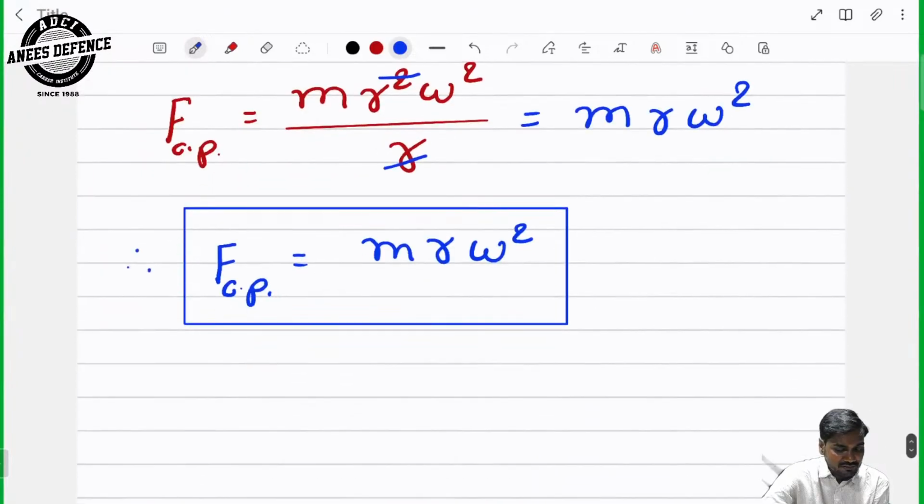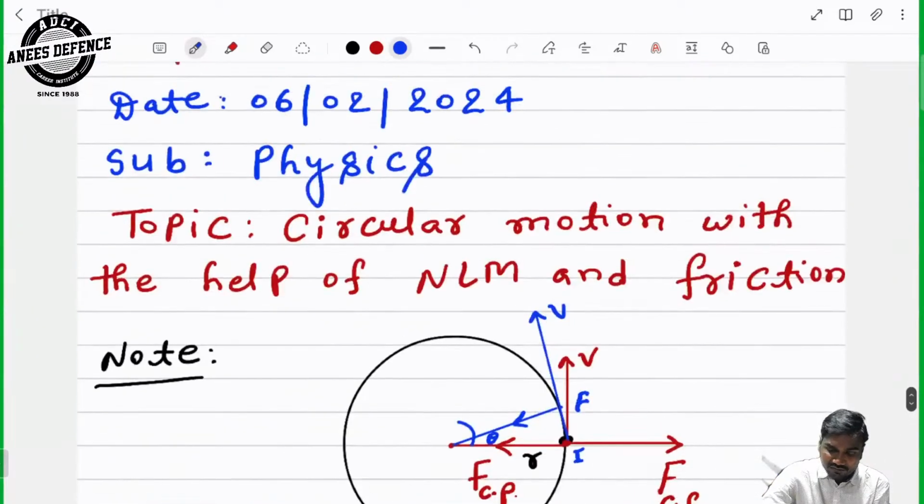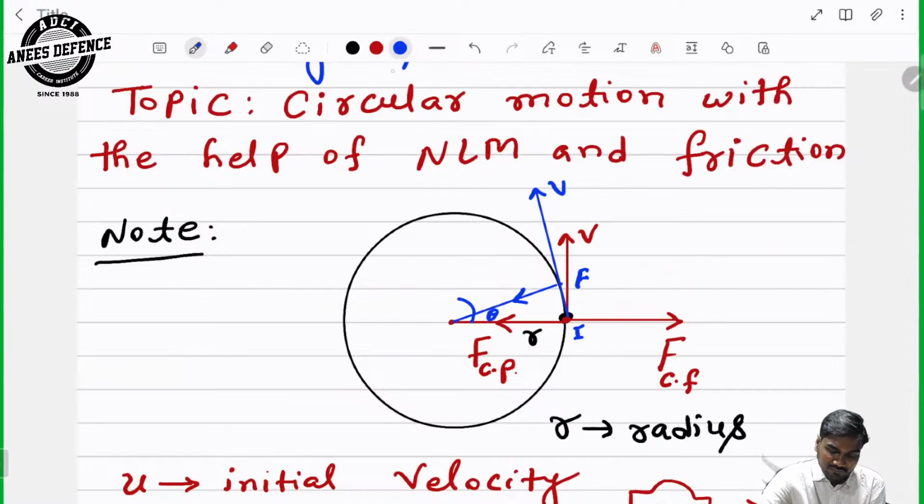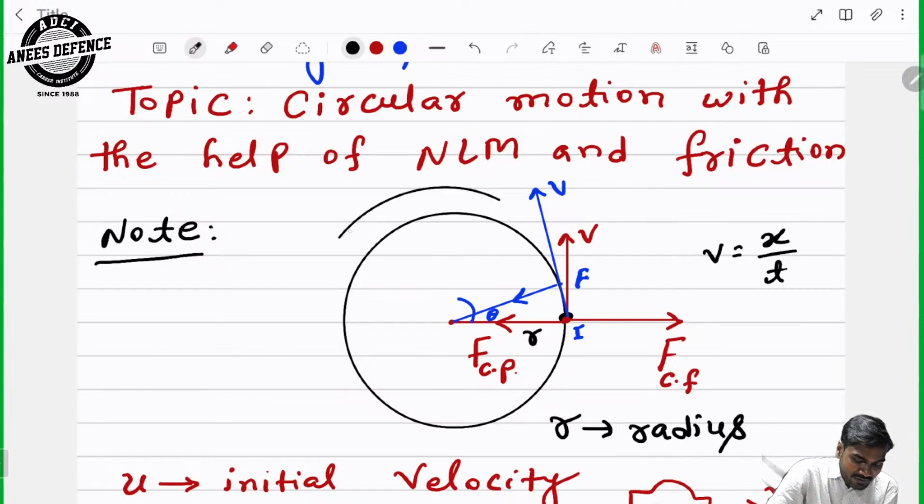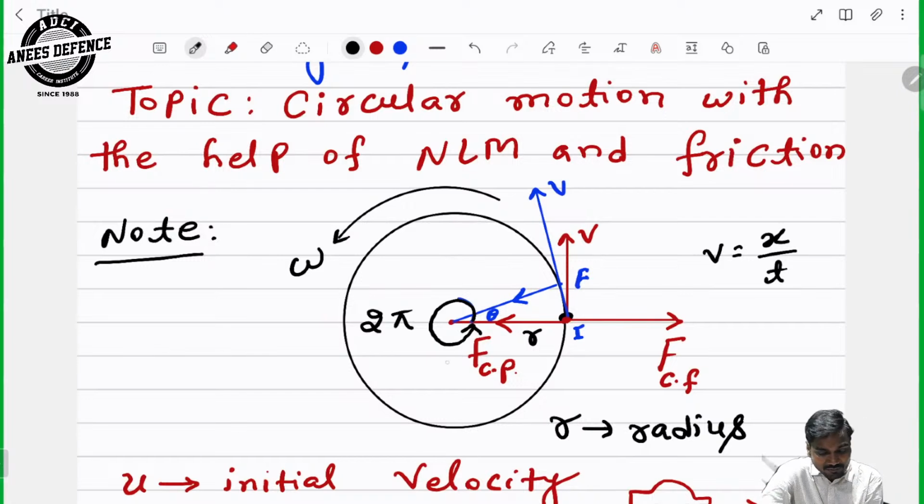You know the formula of linear velocity? Linear velocity is displacement upon time, linear displacement upon time. So just consider an object is moving with angular velocity omega. When the object completes one cycle, the angle will be 2 pi, that is 360 degrees, equivalent to 2 pi.